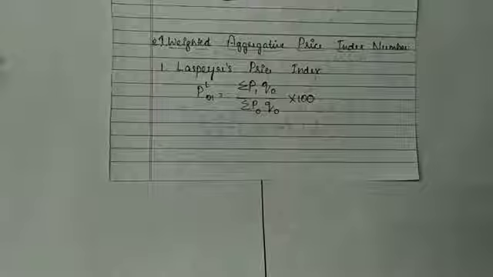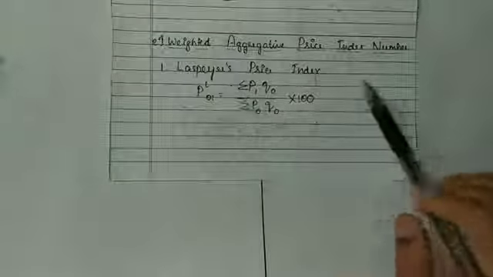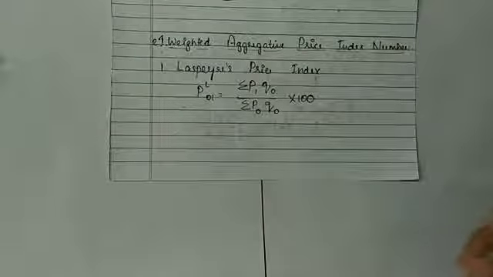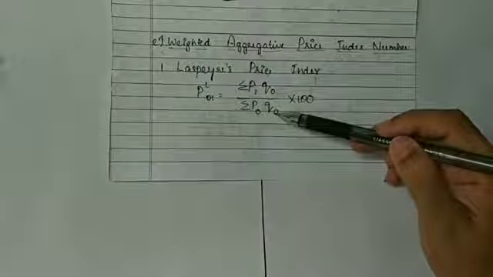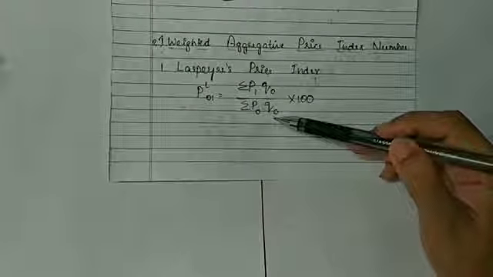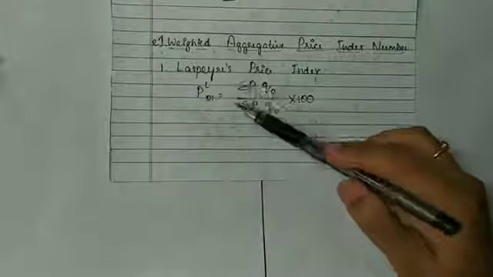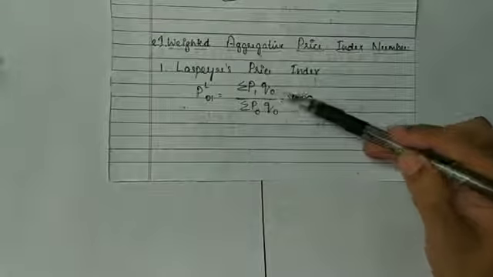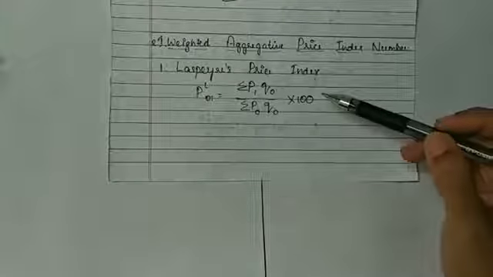So, under weighted index numbers, the first method is weighted aggregative price index number. The first one is Laspeyres' price index. In this method, the price index numbers are calculated by keeping base year quantities as weights. So our formula will be P01 of L is equal to summation P1 Q0 divided by summation P0 Q0 multiplied by 100.